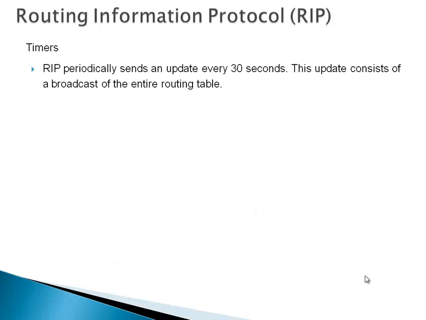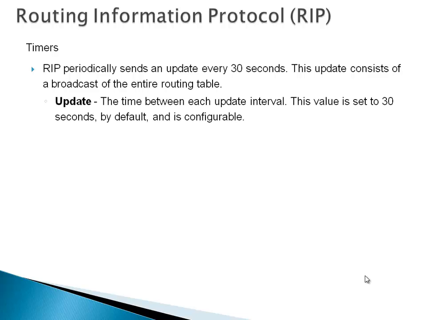RIP has some timers, so it periodically sends an update every 30 seconds. These updates consist of a broadcast of the entire routing table. So RIP version 1 will send an update every 30 seconds, the whole routing table, everything they have there. Version 2 doesn't send a broadcast, it sends a multicast, but still every 30 seconds and the whole routing table, everything that's in there.